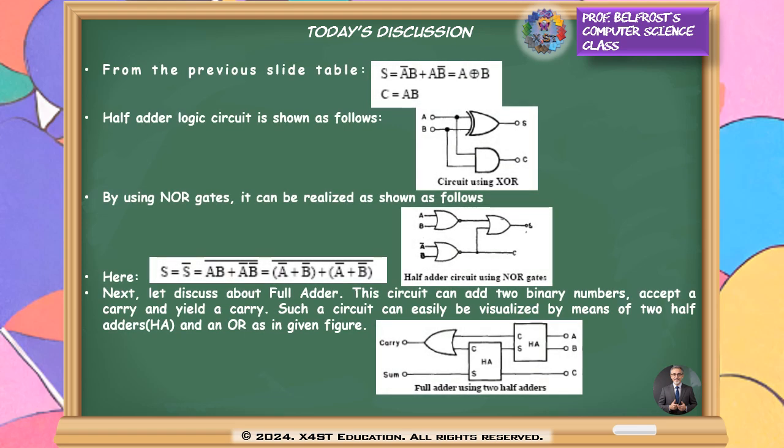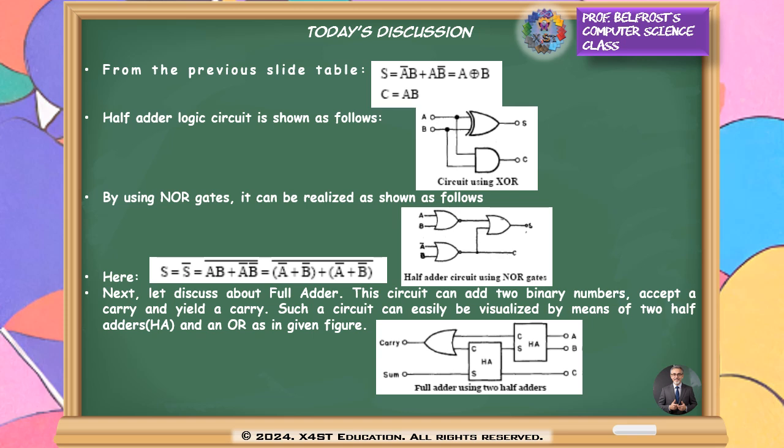From the previous slide's table, we can develop the Boolean expressions for the sum and the carry as shown. The function can be implemented in a circuit as shown, and by using NOR gates, we can realize it in this form too. Here S equals the expression shown in the slide.